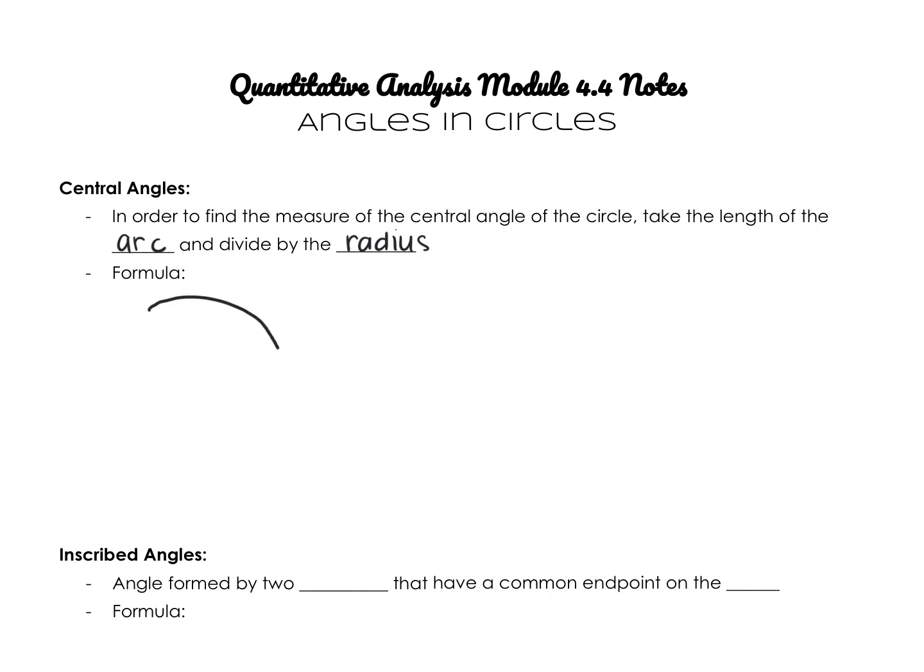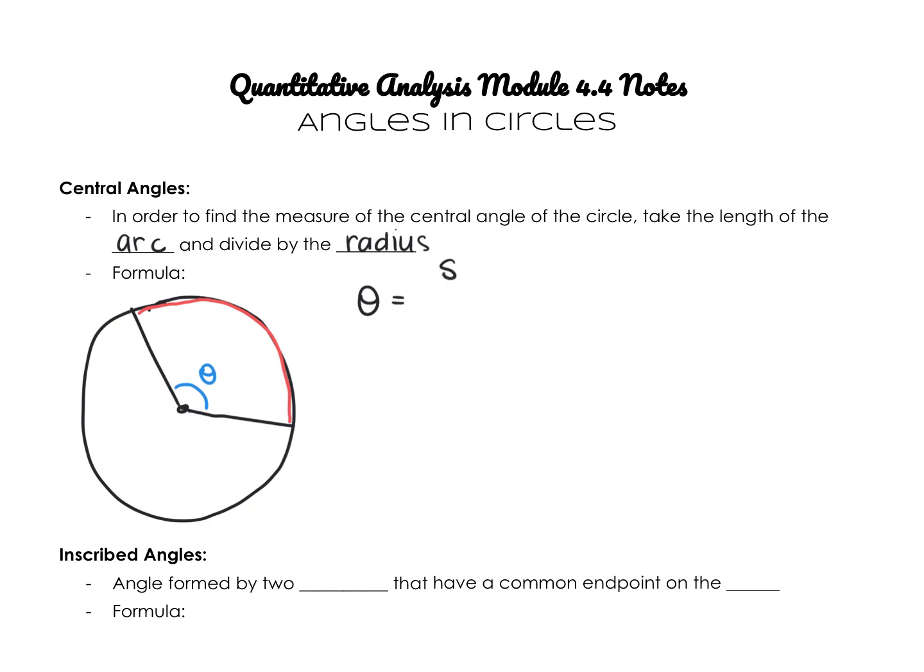So if we're looking at what that looks like, we have our circle, our two radii, and the arc. We want to find the measure of our central angle theta. To find the measure of theta, we want to use the arc length formula. The length of our arc S, we want to divide it by r, the length of our radius.